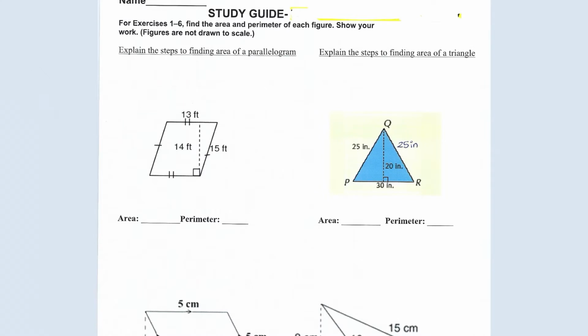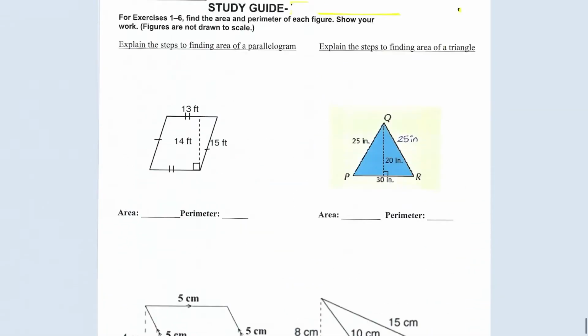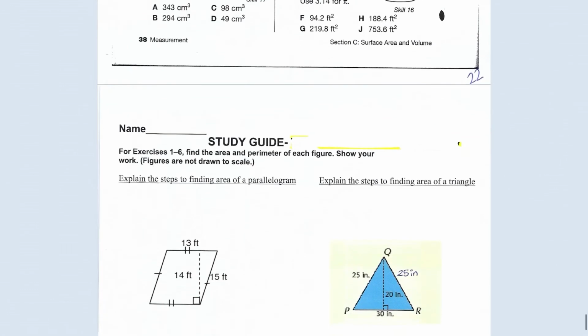So it says, for exercises 1 through 6, find the area and perimeter of each figure. Show your work. And the figures are not drawn to scale. That means they're not actually the measurements that they say they are, because that would take up quite a bit of space.